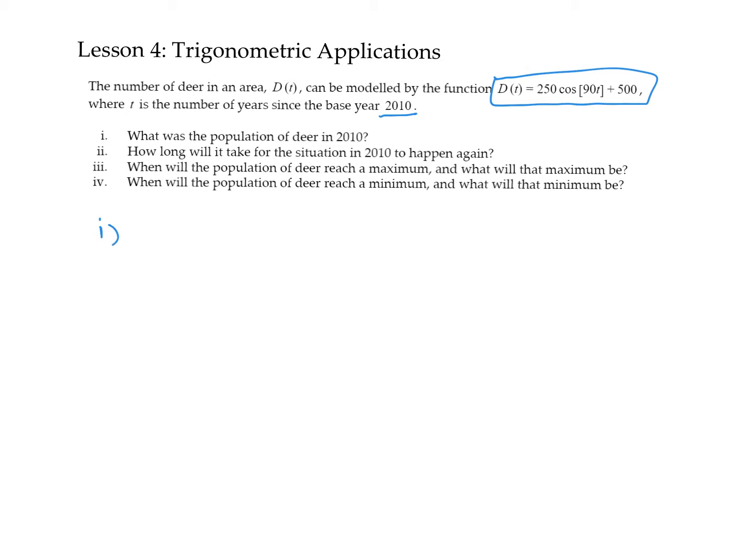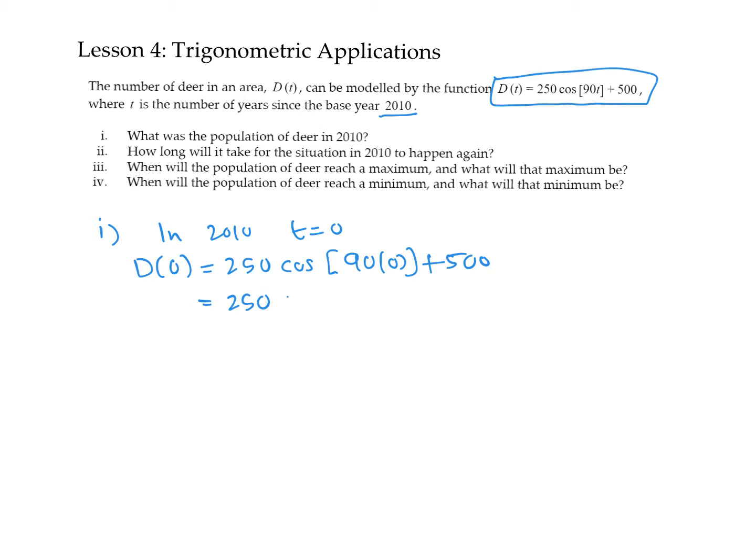So question 1 says, what would the population be in 2010? So in 2010, that is time 0. So I can find the deer population at time 0 by just substituting in 0 for t and then calculating d. So 90 times 0 is 0. I know that the cosine of 0 is 1. And so I have 750 deer initially at the year 2010.